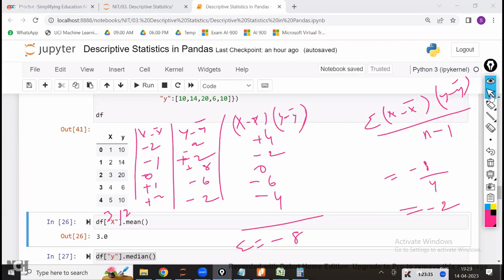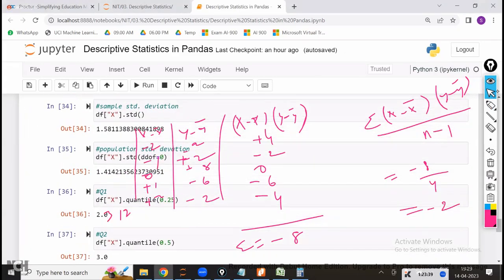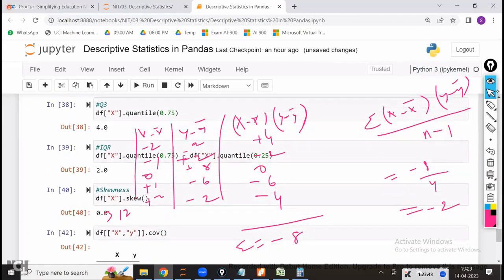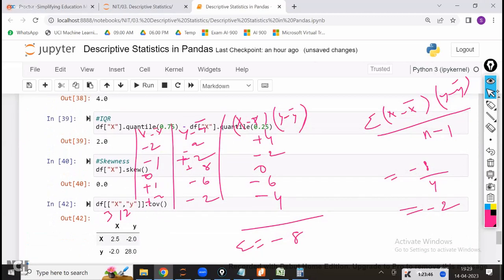The covariance between the two variables, whatever the two variables I am having. If I ask the covariance in the same way, I'm going to get the same answer. So here, if you observe this, for whatever data set, if I apply df covariance, it is showing minus 2. That is covariance of X comma Y, which is minus 2. Covariance of Y comma X is also minus 2.